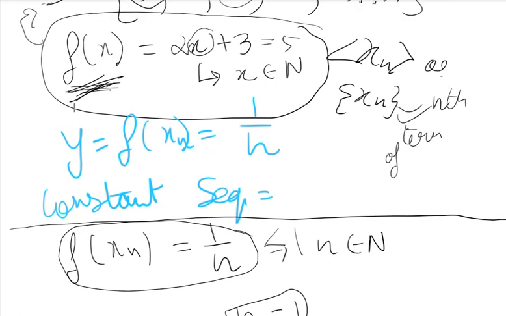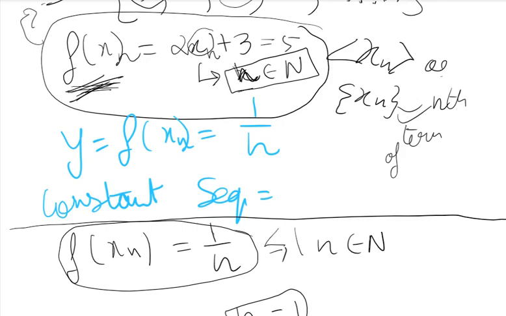You can get like 1 by n, and you keep on putting the value of n, where n belongs to natural numbers. Just now I showed you x, but if you put n over here, you get xn, where n belongs to natural numbers, and these x values will be different.